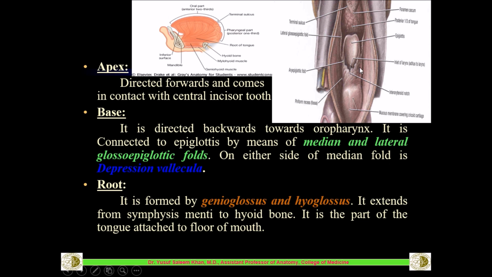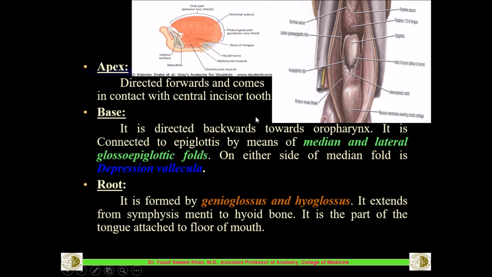On either side of this median fold there is a depression. This is called the vallecula. So deep inside here there will be a depression on either side between the lateral and the median glossoepiglottic fold. On either side there are depressions between the tongue and the epiglottis, and that is called the vallecula.